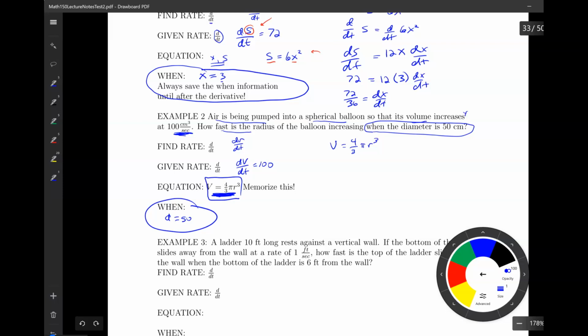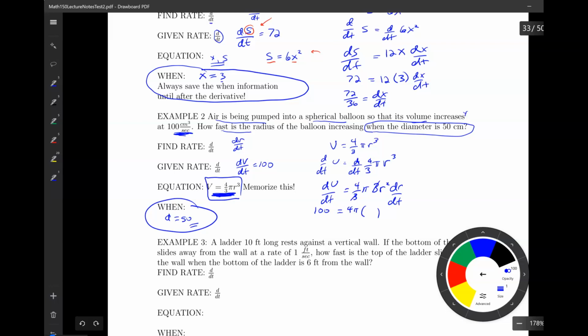Okay, so I'm going to take the derivative with respect to t on both sides. Let me just write that. Derivative with respect to t on both sides. So dV dt is, carry along the 4/3 pi as a constant. Take the derivative of r cubed, so that's 3r squared times dr dt. All right, so these 3's cancel, and let's see what I can do to plug things in. So I've got 100 here, so I get 4 pi r squared. Do I have r? I do.